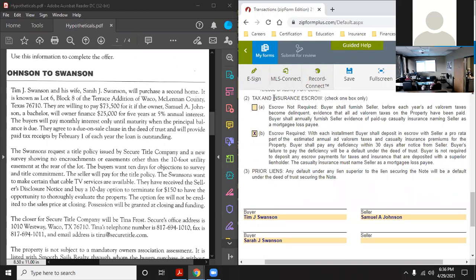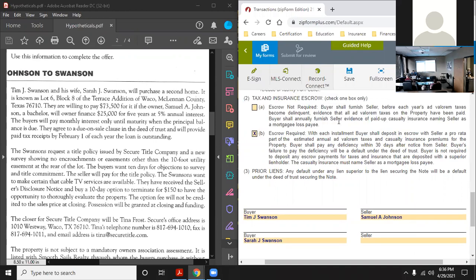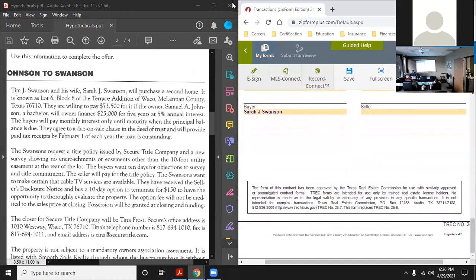And then tax and insurance escrow. So basically, the buyer is going to be paying an escrow account that the seller has set up for interest and for the payments of the mortgage, as opposed to just handing the guy cash. That'd be A or B here. And that is that one.